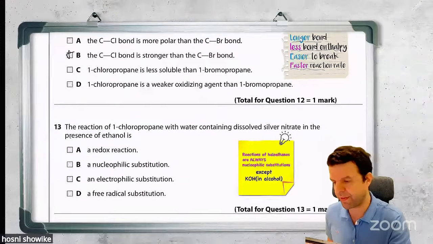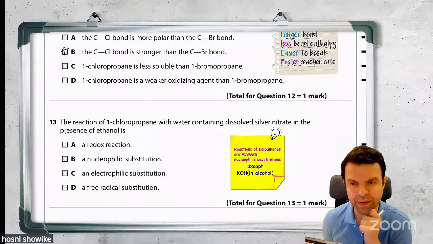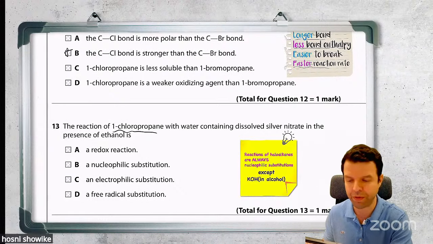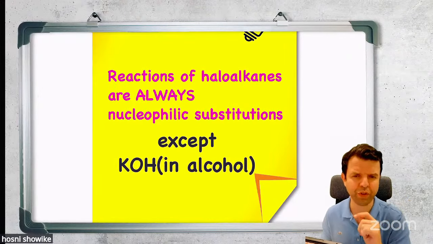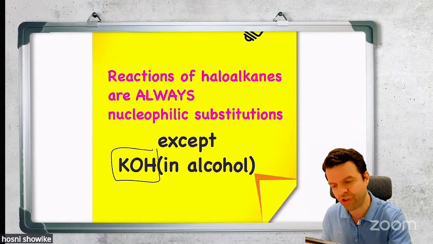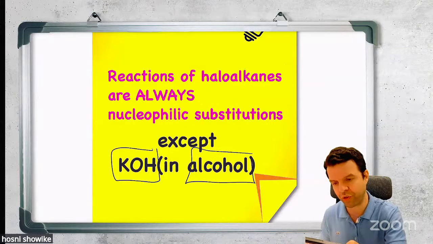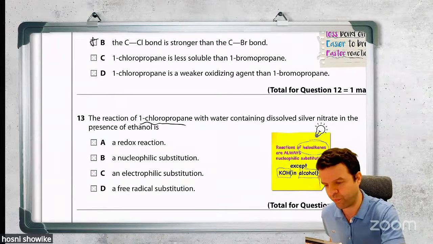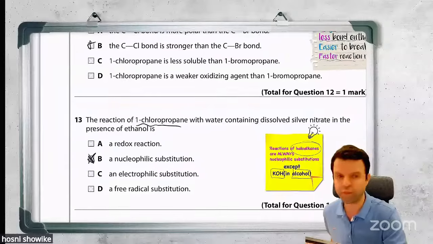The question after says the reaction of 1-chloropropane with water containing dissolved silver nitrate is what? So reactions of halogenoalkanes, I told you about this one. All of their reactions are nucleophilic substitution with one exception. It is the exception when you dissolve KOH in alcohol. In this case, it's going to be elimination. But nonetheless, all reactions of halogenoalkanes are nucleophilic substitution. Okay?